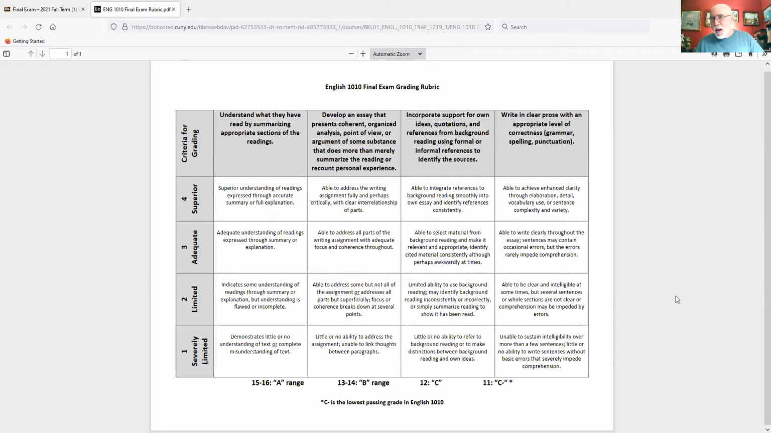I will be grading you. I must use this rubric. This is created by the English department. I grade the papers, but I have to follow this rubric.